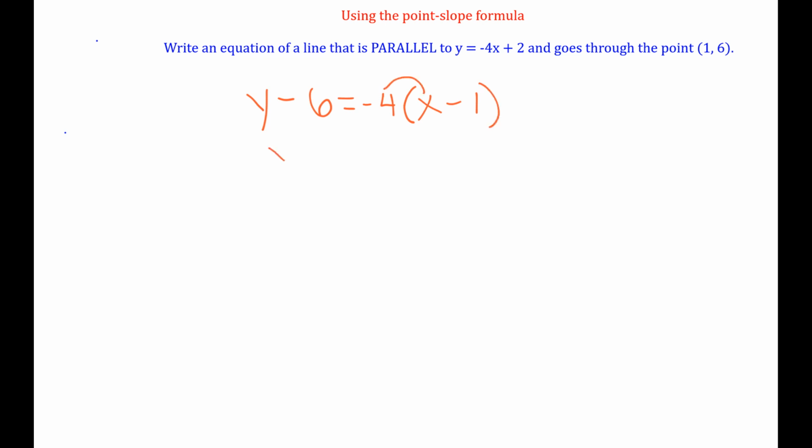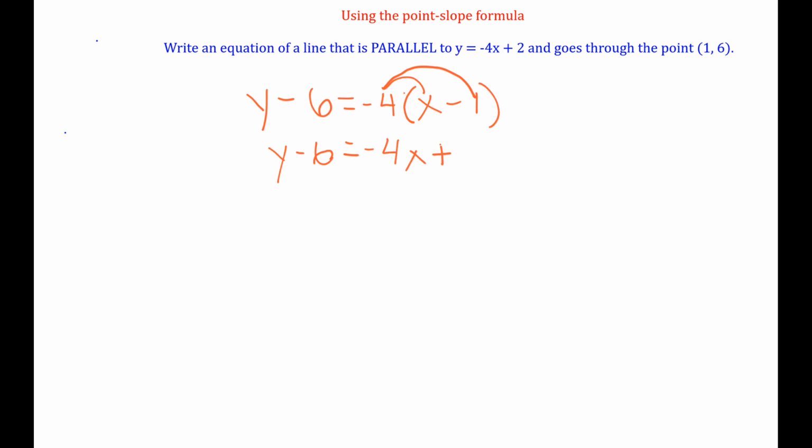Distribute first, so y minus 6. Negative 4 times x is negative 4x. Negative 4 times a negative 1 would give me a positive... wait one second, that is not a positive 5. It would be a negative 4 times negative 1, which is a positive 4.